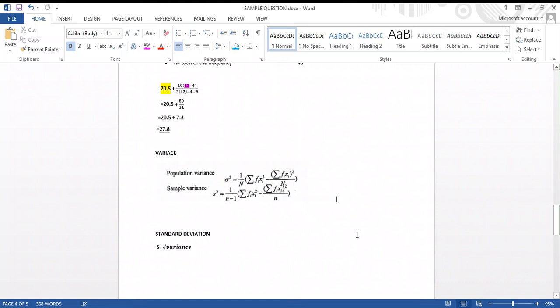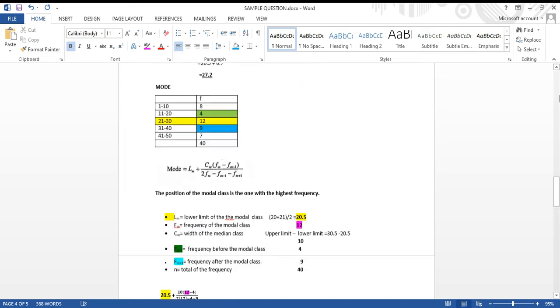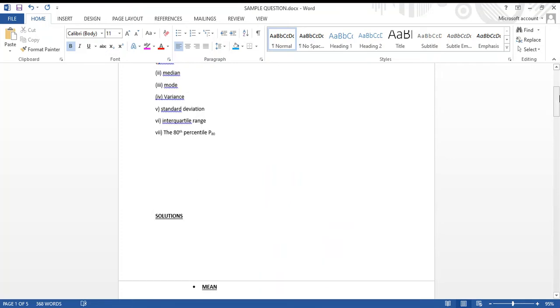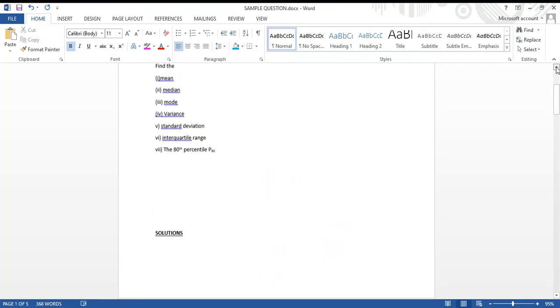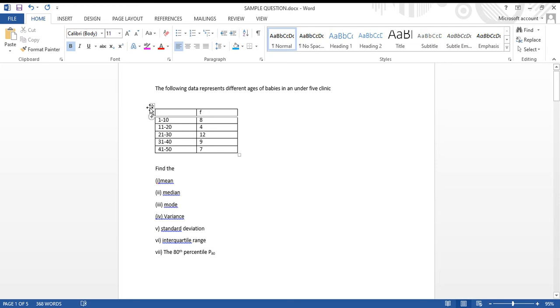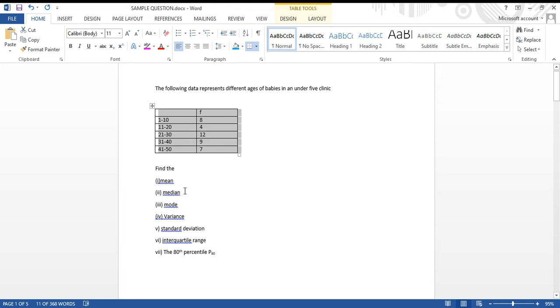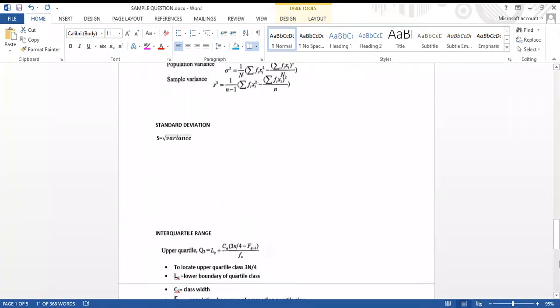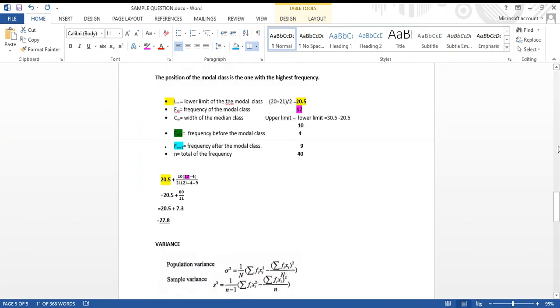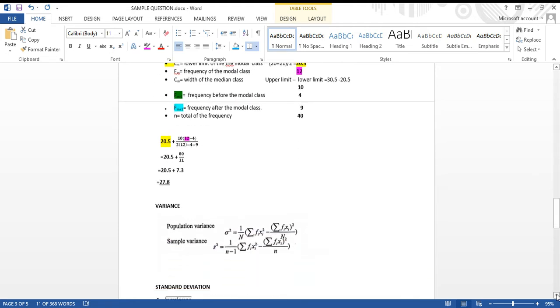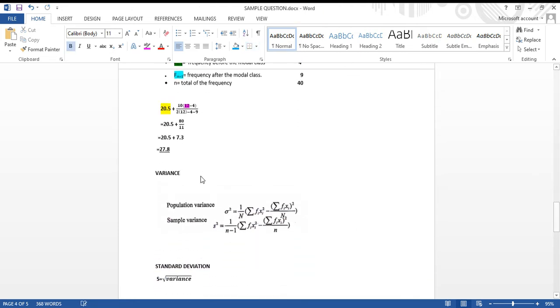All right, now we're looking at how we can calculate the variance of a grouped set of data. Let me just get our table here. This is the original question. Let me just get a copy of it. We found the mean, the median, and the mode. Now we're looking for the variance.